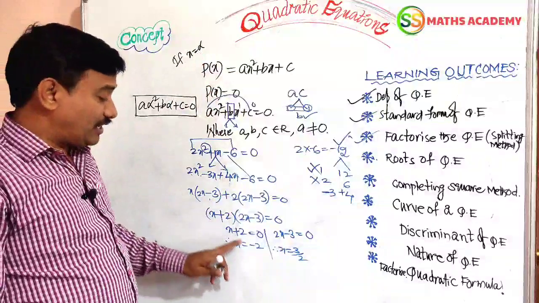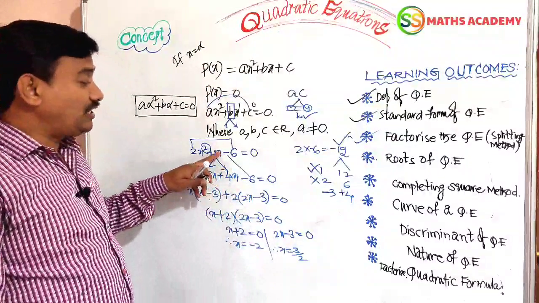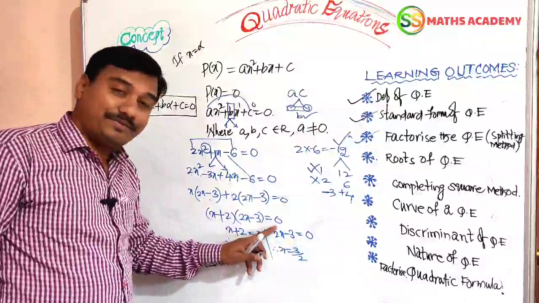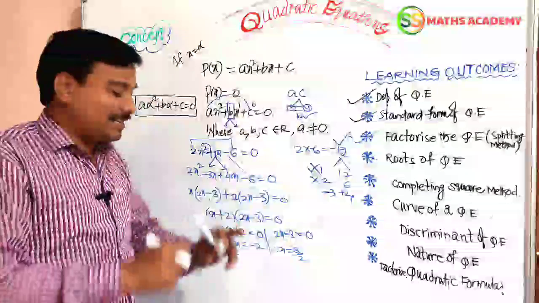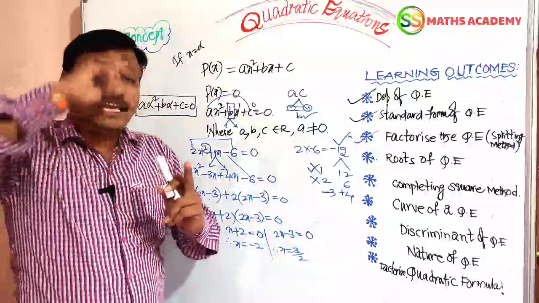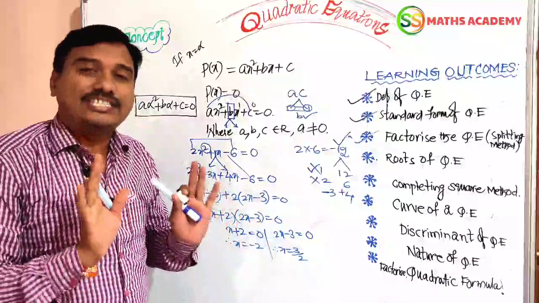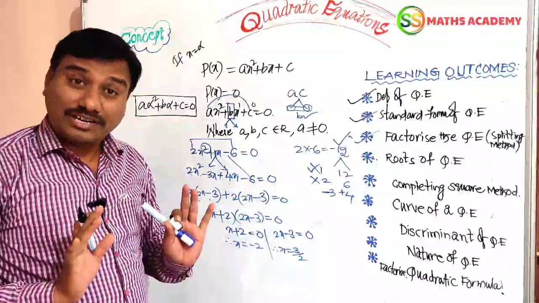For example, x equals minus 2. In place of alpha, you can take minus 2. Substitute it here. Definitely, 100% you should get remainder 0. No doubt. Then we can say that x equals minus 2 is a root of 2x square plus 1x minus 6 equals 0. This is the root of the quadratic equation, my dear friends.